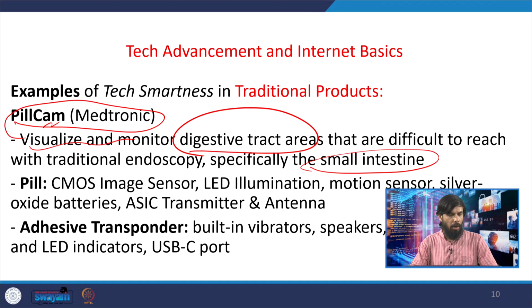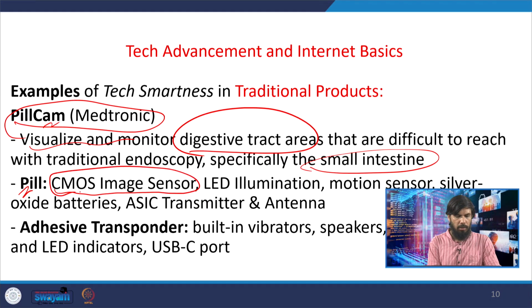It's a small, pill-sized device which has an inbuilt camera, right. So you can see there is a pill, and what is there in the pill? A CMOS image sensor. This is the one which will actually do the imaging, and LED illumination to support the imaging itself, because there would be dark patches, and then a motion sensor. Because the movement of the pill is fast or slow, the frame rates that are being taken in that imaging need to be adjusted.